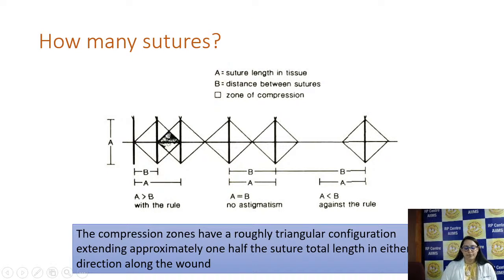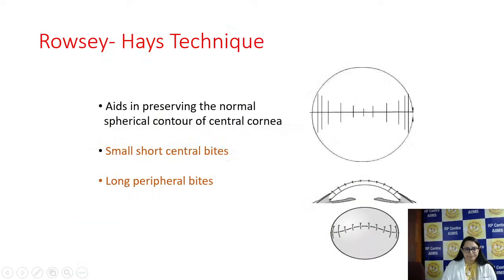Now coming to how many sutures, to understand the number of sutures, we have to understand the concept of compression zones. Each suture has a compression zone, which is a roughly triangular configuration extending approximately 1/2 of the total suture length in either direction along the wound. So here image B represents the ideal suture distance, which is equal to the length of the suture, so that the compression zones just overlap or are in contact. If there is excessive overlap or no overlap, then it will lead to astigmatism.